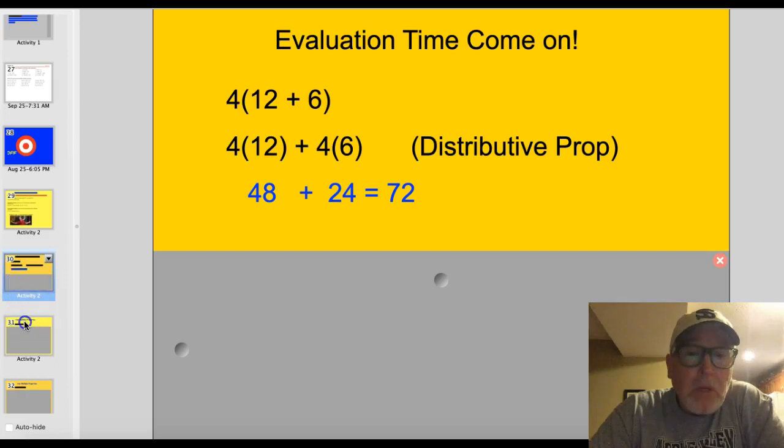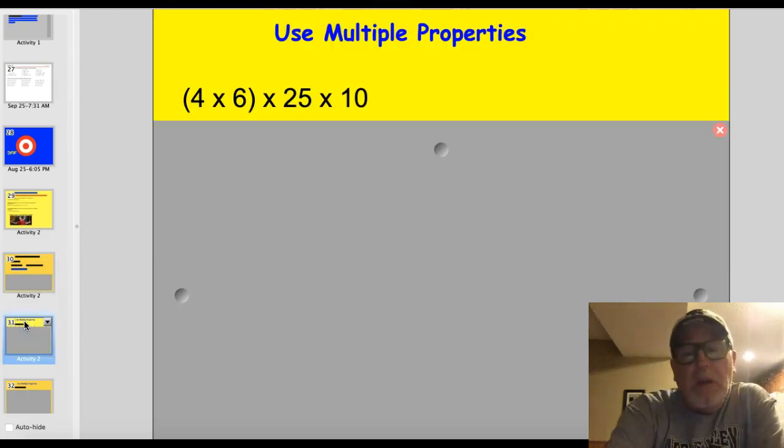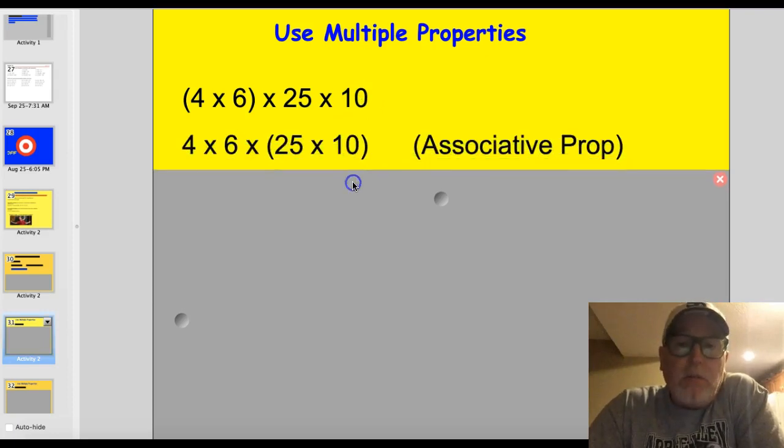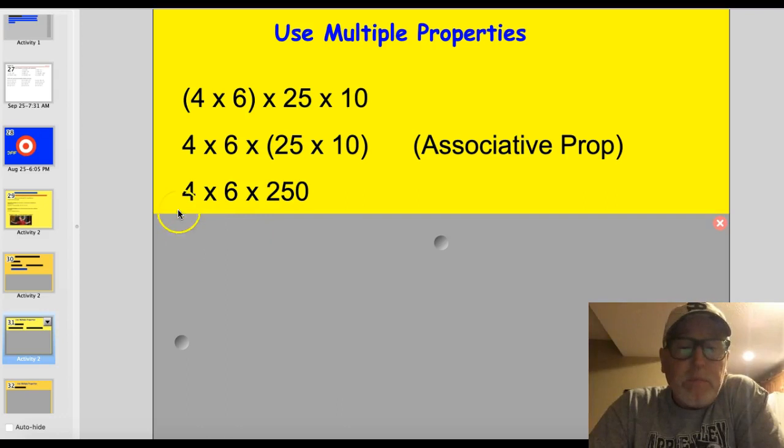All right. How about this one here? Now we're going to use multiple properties. Watch how I do this. Okay, so I have no idea how to solve this in my head. Yeah, I could do it with a calculator, but let's do it in our heads. So first thing I'm going to do is use the associative property. I'm going to do 25 times 10 because I know that's 250. Now I'm looking at 4 times 6 times 250.